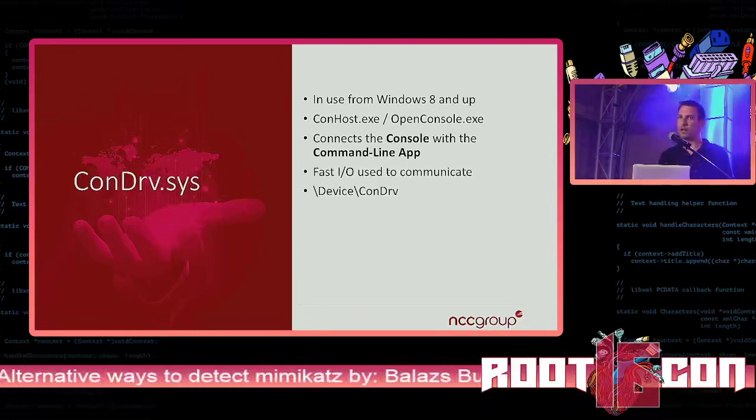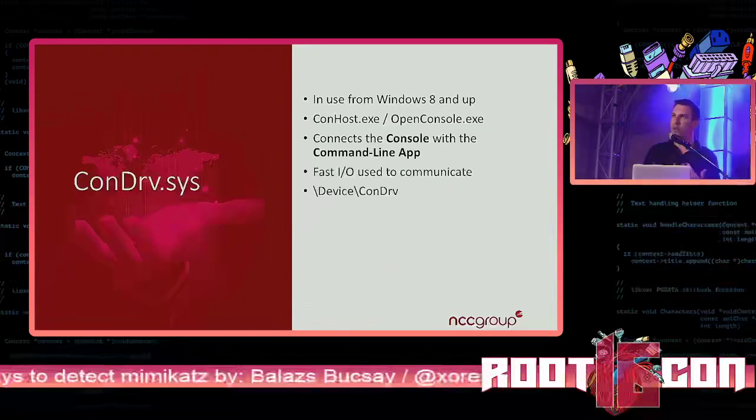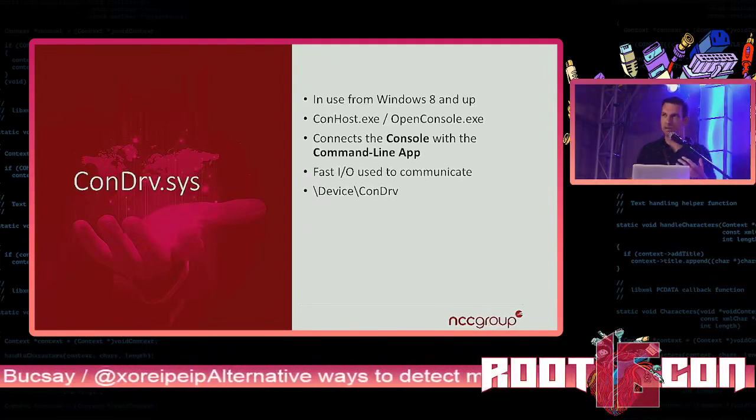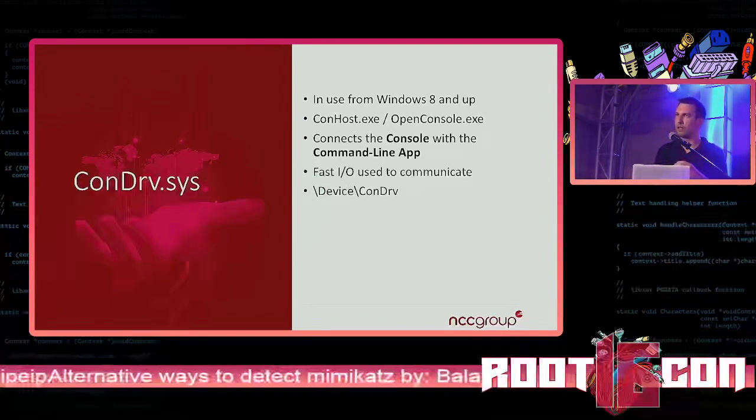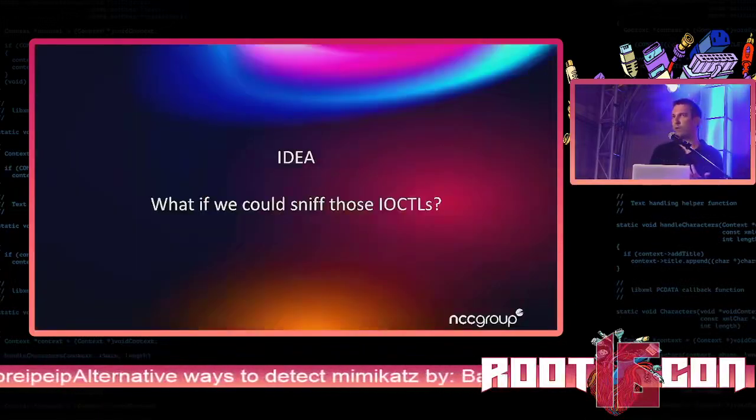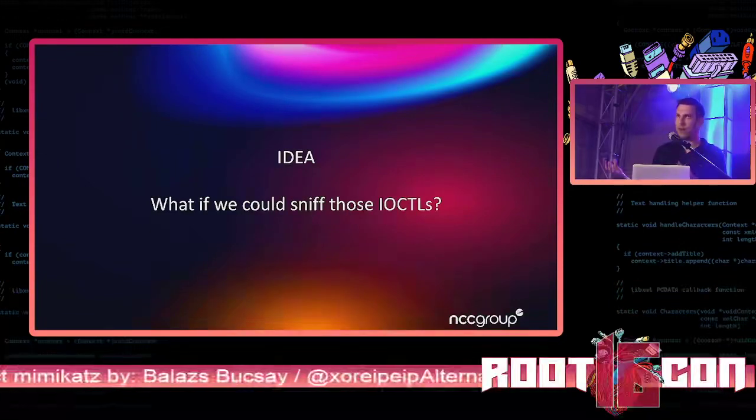So from Windows 8 and up, basically you have this helper process, let's say, conhost.exe or openconsole.exe, which connects the console with the command line application. There is this driver device in the kernel space, which is called \Device\ConDrv, and the command line application is sending IOCTLs, using fast IO, to communicate with the device and with the console itself. So we were thinking, what if we can snip that communication between the command line application and the device itself?